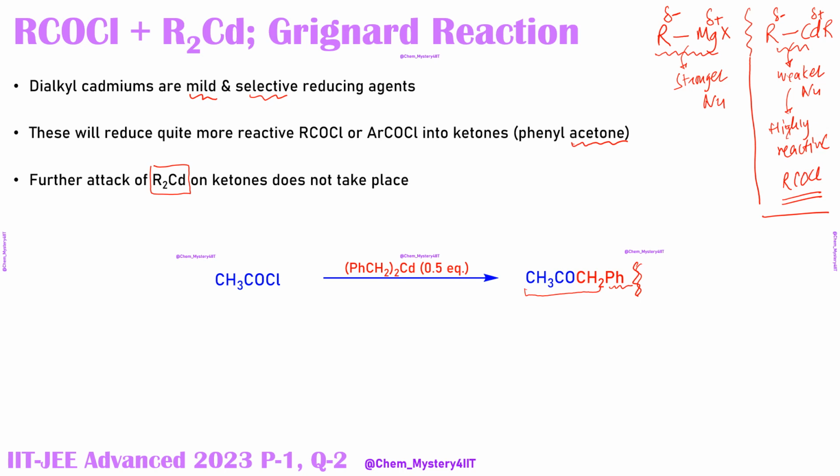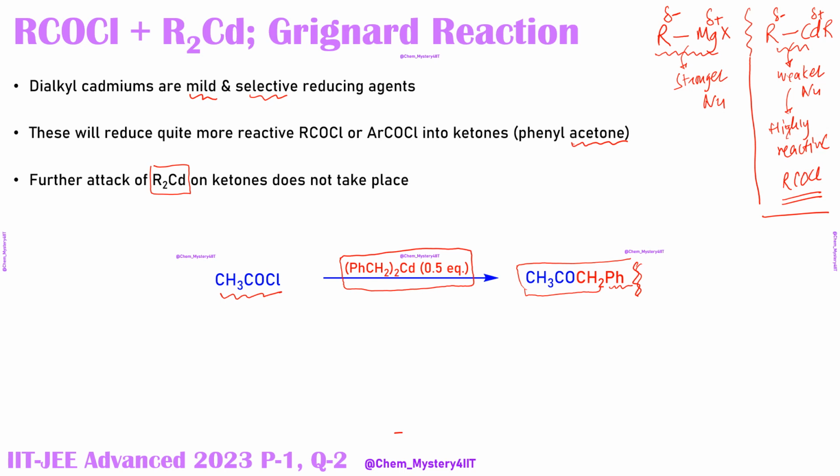And if you look at the way JEE has framed this question, they have given that we use only 0.5 equivalents, that is half an equivalent, of the dialkyl cadmium. So if you take only 1 mole of this acetyl chloride, by the time 1 mole of this phenyl acetone is formed, you will be exhausted of your dialkyl cadmium.